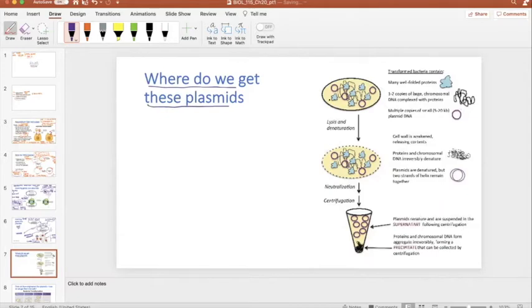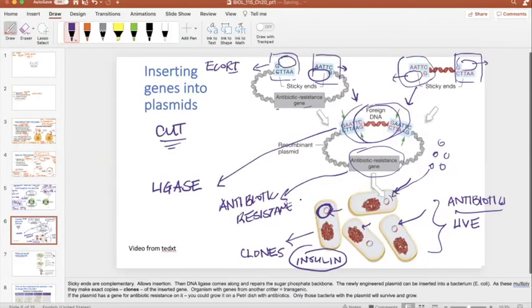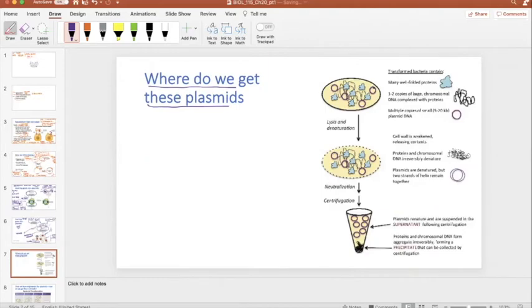Or how we might isolate them if we wanted to. Let's just say that you had gone through this whole process and you'd grown up a bunch of these E. coli and you were interested in getting your gene or your plasmid back out. Well, we can actually separate plasmids from bacterial DNA using a process of lysis followed by centrifugation. Now I'm going to oversimplify this process. I'm just going to put centrifuge.